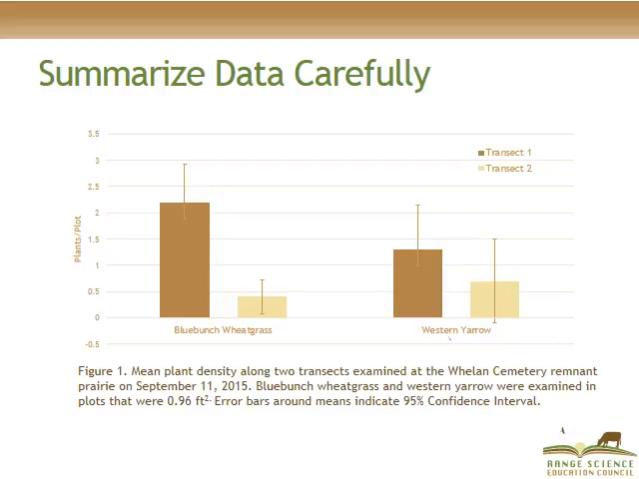Mean plant density along 2 transects examined at the Wayland Cemetery Remnant Prairie on September 11, 2015. Blue bunch wheatgrass and western yarrow were examined in the plots that were 0.96 feet squared, and the error bars represent a 95% confidence interval. Wow, so that's really clear. It's got all the right elements.